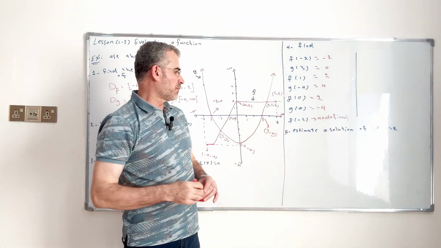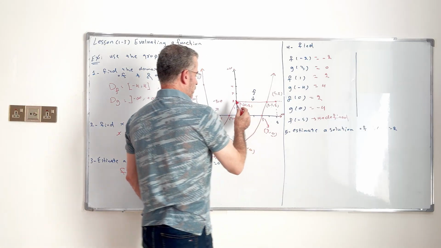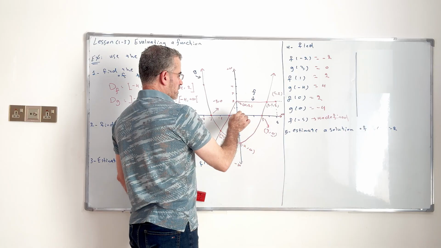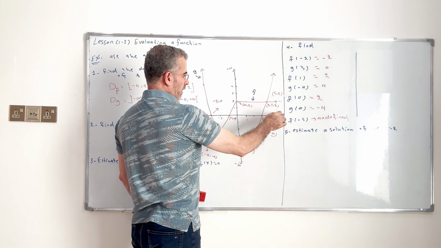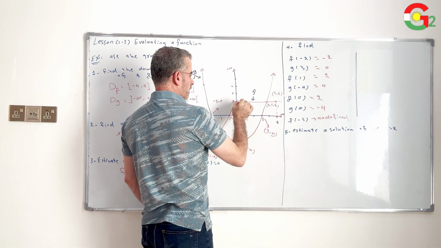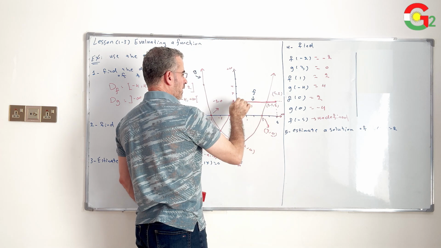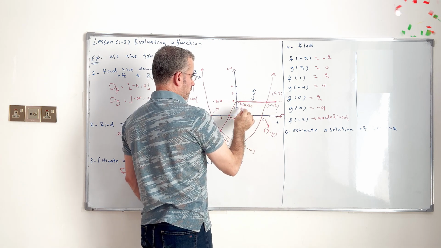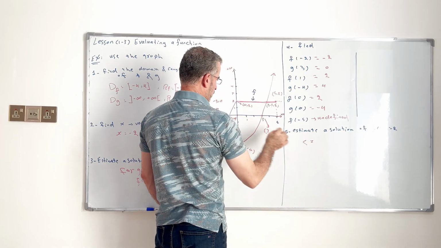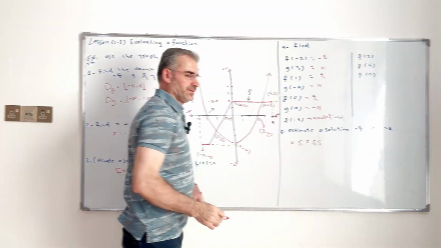Number 5, estimate a solution of f of x equal to 2. As we see, f of x equals 2 from 0 up to 5. Then all the values between 0 and 5, the evaluation of them is 2. Then x is greater than or equal to 0, less than or equal to 5.